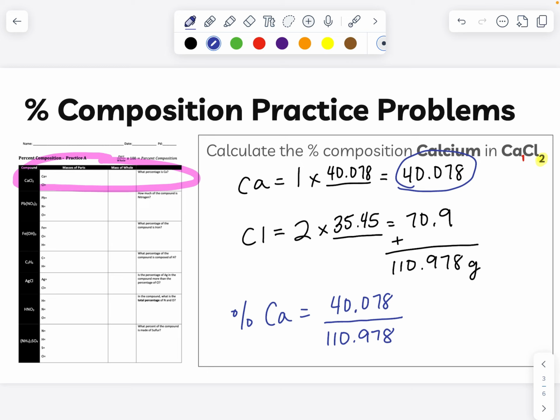I'm going to go ahead and divide this time. So if I divide the top number by the bottom number, I get 0.3611, and there's some other decimals beyond there. But then I have to remember that's not my final answer, right? Because it's in a decimal, and I know I want to do percent, so I'm just going to multiply that by 100. So I get about 36%. So my answer, how much is calcium? 36.11%.